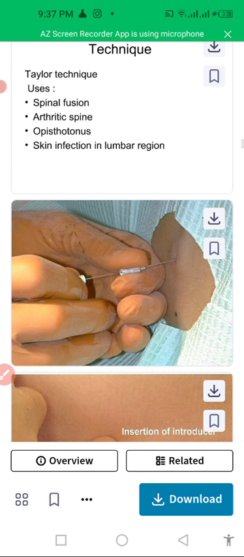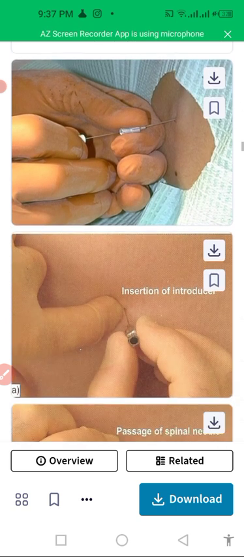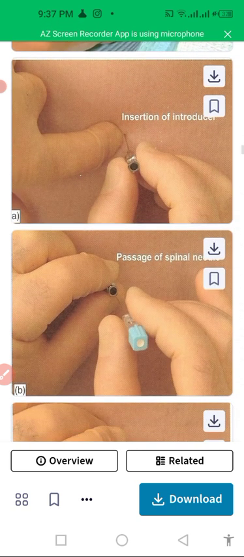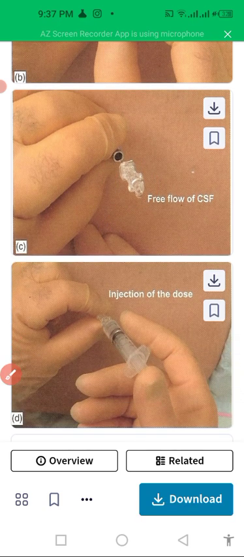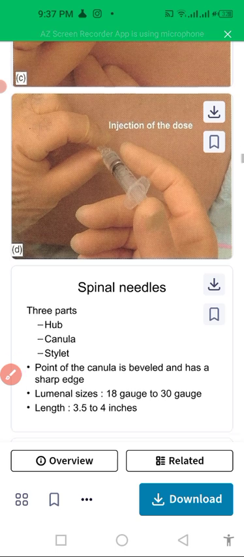As you can see in this image, a spinal tap is done. Insertion, passage through the spinal nerves, free fluid comes out. Let the free fluid come out in order to avoid pneumo, we say air in the CSF in the subarachnoid space. Then inject the dose according to the patient's age, weight, and obesity.